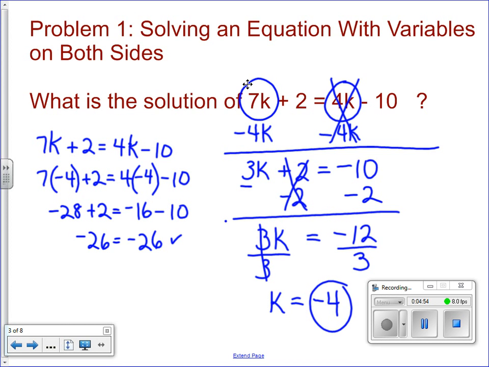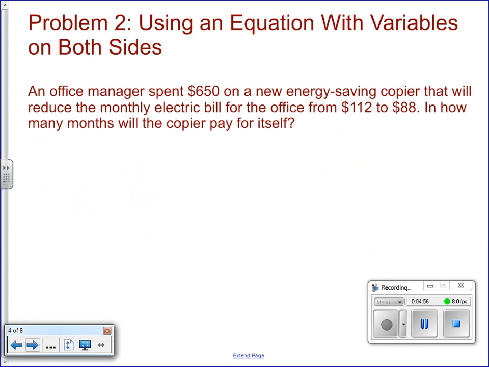Problem 2. Using an equation with variables on both sides. An office manager spent $650 on a new energy-saving copier that will reduce the monthly electric bill for the office from $112 to $88. In how many months will the copier pay for itself? All right, well, how many months? There's our variable. So I'm going to choose m to represent the number of months.